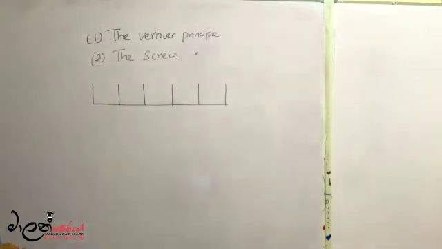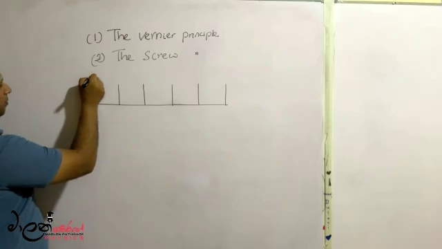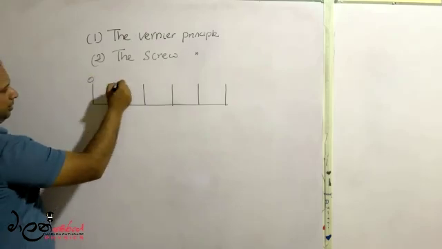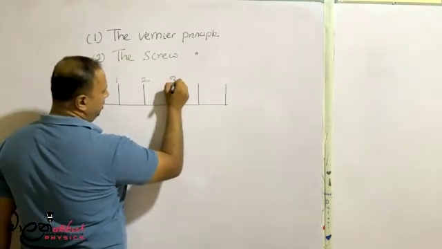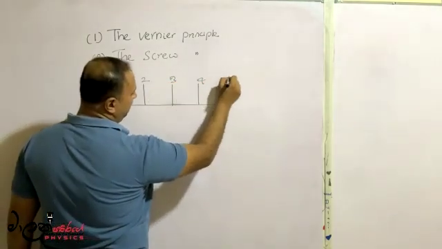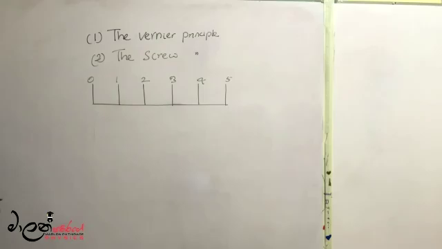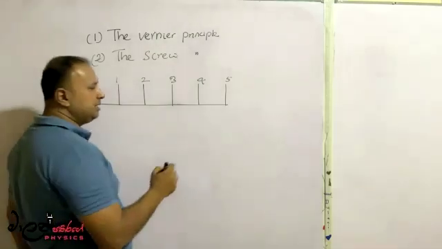Suppose this is our main scale. There are five marks, okay? 3, 4. So this is the main scale.